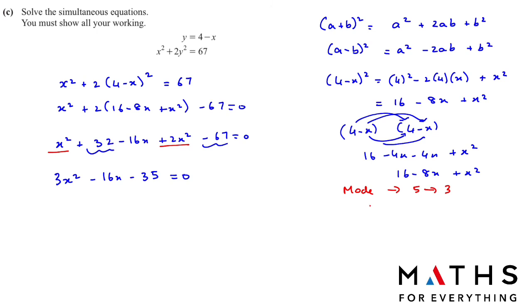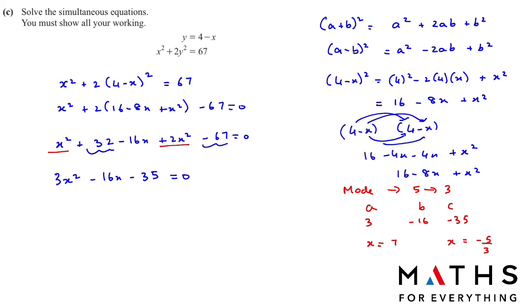You will get A, B, and C. In place of A, put 3, the coefficient of x square. B is the coefficient of x, and C is the constant. Press equal each time, and you will get 2 answers. x is equal to 7 and x is equal to negative 5 over 3. So this is your answer.